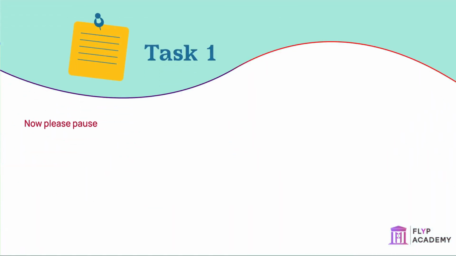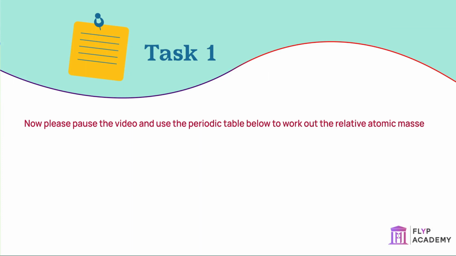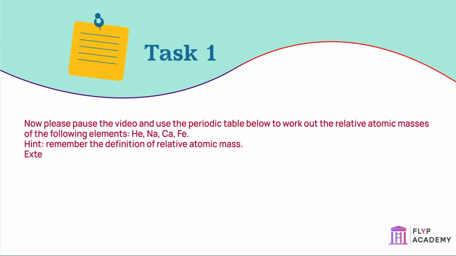Task. Now please pause the video and use the periodic table below to work out the relative atomic masses of the following elements: He, Na, Ca, Fe. Hint: remember the definition of relative atomic mass. Extension: how would you take different isotopes into account? Now let's discuss your answers.